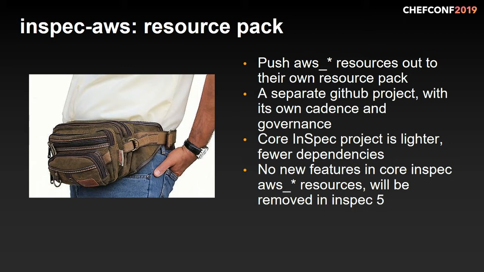Breaking it out into its own resource pack should help increase development speed too, as we don't have to do a release of InSpec every time, which then we'd have to do a release of Chef DK and so forth. So now you can just require the resource pack. Obviously this is common sense for y'all, right? If you're using Azure, why would you want all the AWS stuff inside the core? It doesn't make a lot of sense. Keep everything lightweight, keep you more agile, keep you moving along.